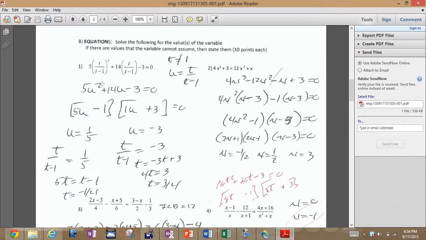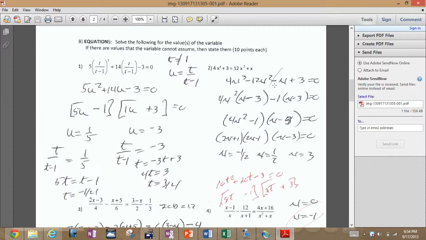People are making a lot of work for themselves here, and unnecessarily so. Okay. Some people made this into a fraction, multiplied by a common denominator. It's valid, but a lot of you run into problems with that. Okay.